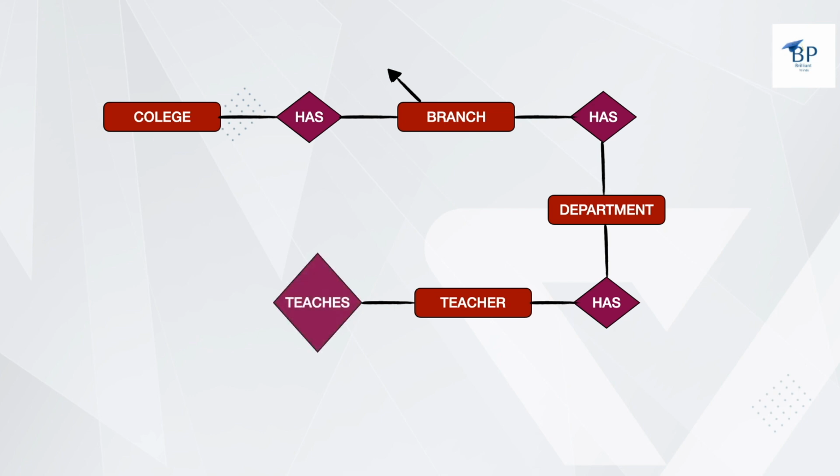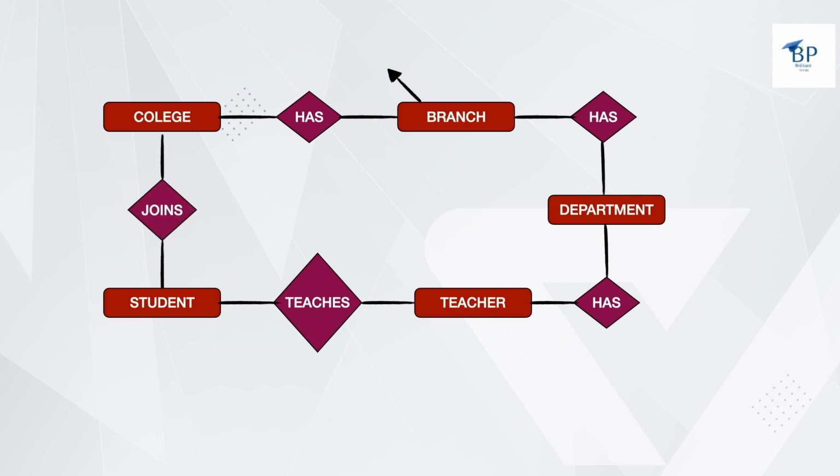And finally we have student joins the college. Now here what is the relationship? Joins is the relationship between student and college. Now next thing is we have to find the attributes for the entity types.